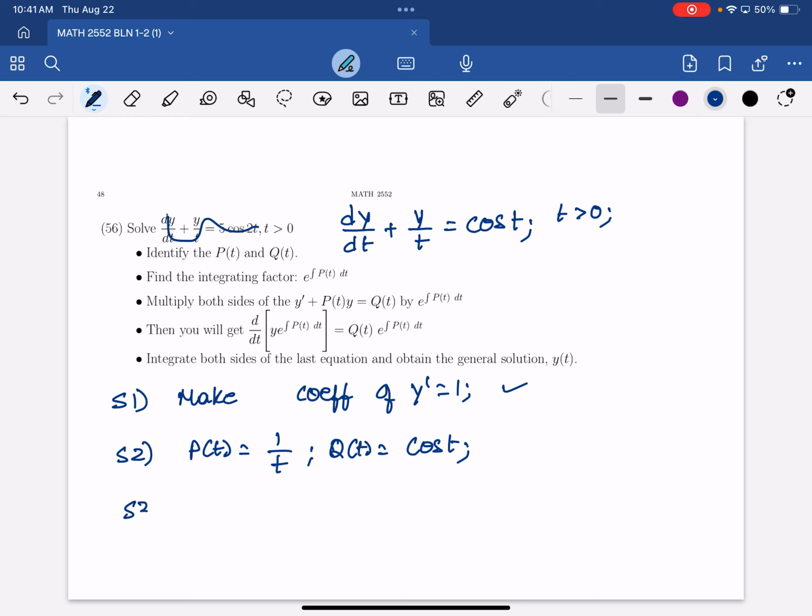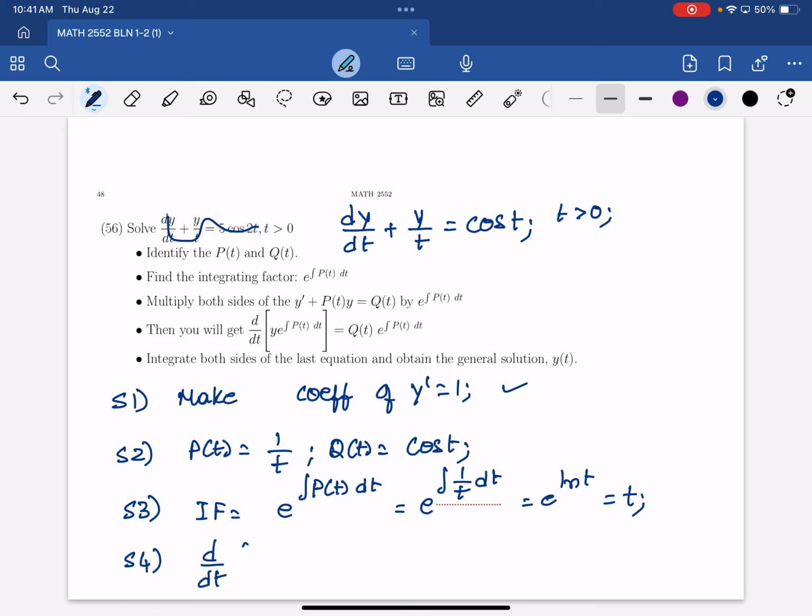Step 3 is you're going to write the integrating factor. So that is e to the integral p of t dt. So that's going to be e to the integral 1 over t dt, which is e to the natural log of t, which is going to be t itself. Right? Step 4 is you're going to write this as the derivative of the dependent variable times the integrating factor equals q of t times the integrating factor.